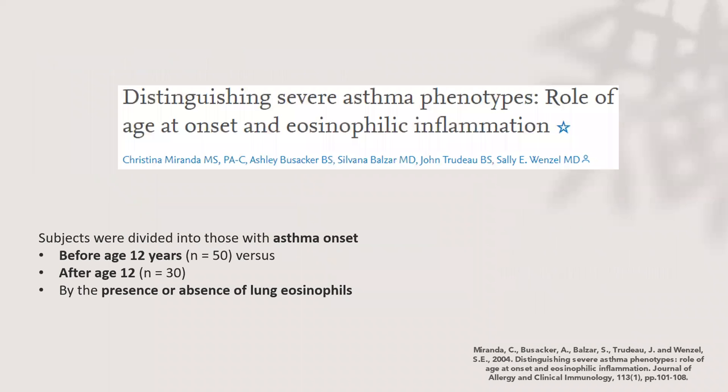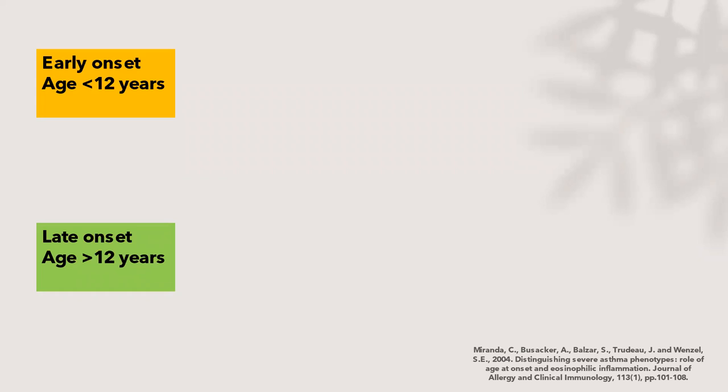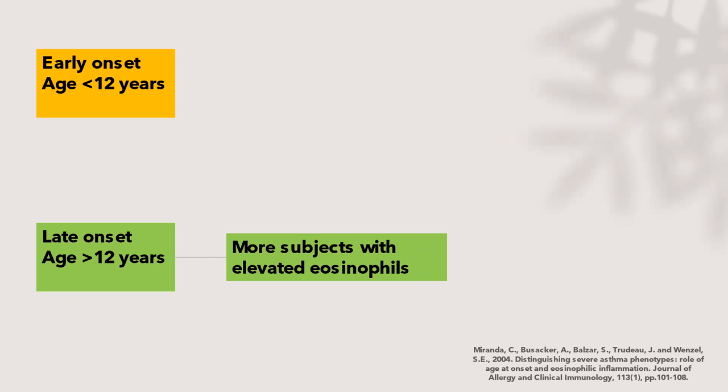And they did a study where they divided patients into four groups. Two groups first were by age: asthma onset before age 12 years and after age 12 years. Then they subdivided those into the presence and absence of lung eosinophils. This was a study with 80 patients. The way they characterized the lung eosinophils was if they had an eosinophil cell count that was two standard deviations above the mean, they were put in the eosinophil group versus the non-eosinophil group. Just to summarize the findings, comparing your early onset patients and your late onset patients, the patients with late onset asthma tended to have more subjects with elevated eosinophils.